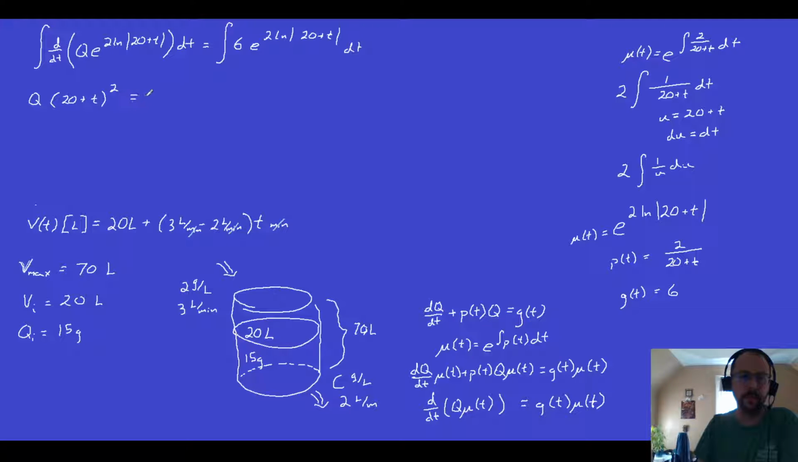This is equal to 6 times the integral of 20 plus t. Technically, I think we need our absolute value signs there, but I'm not going to worry about it because they won't come into play for the way that we model this situation anyway. We're only concerned at the moment with positive time anyway.